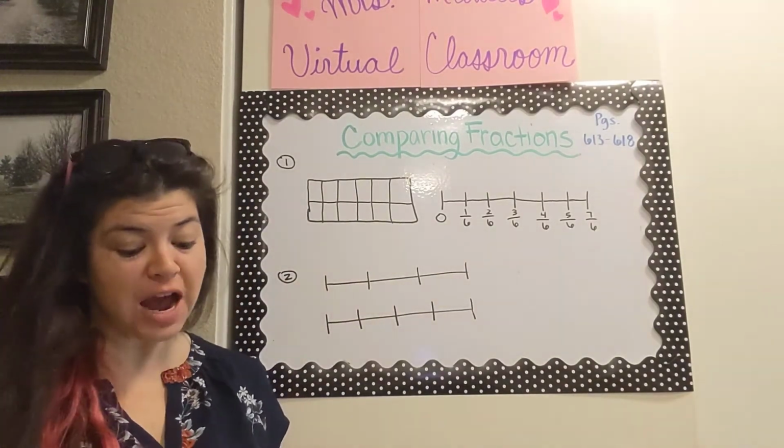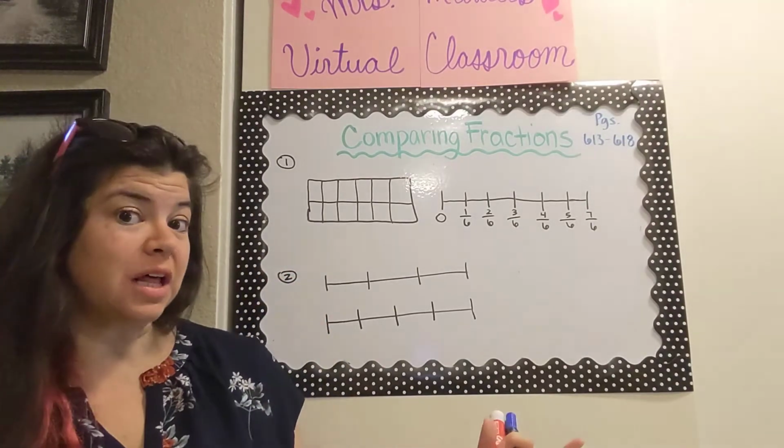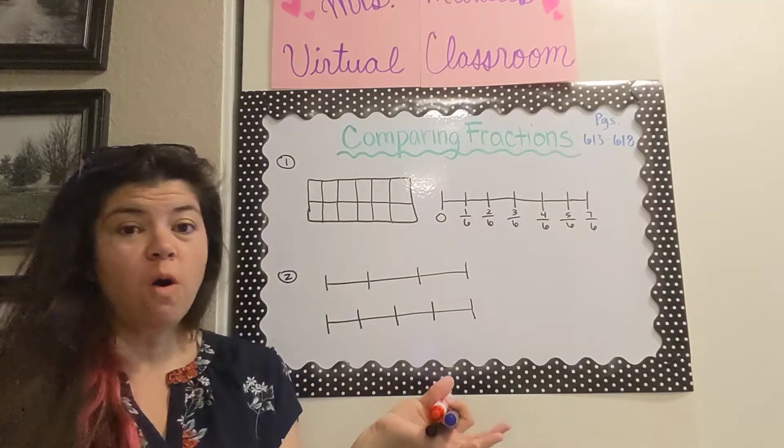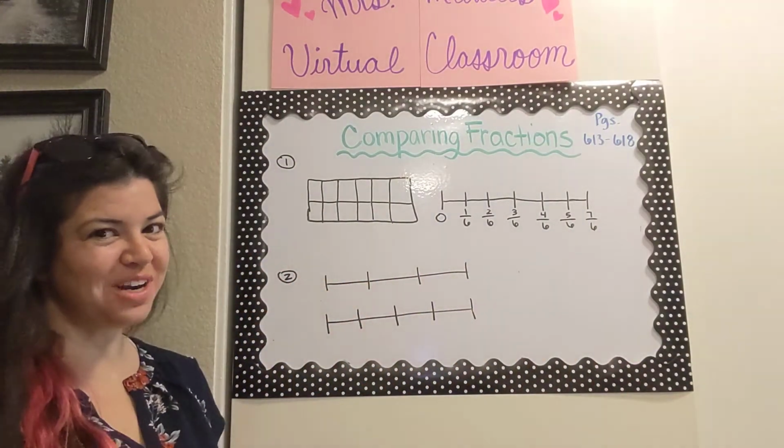You can compare fractions when the two fractions refer to the same size whole. So maybe that whole's a whole chocolate bar, a whole pizza, a whole number line. I'll show you what I mean.